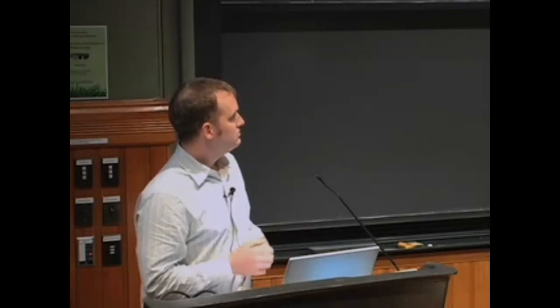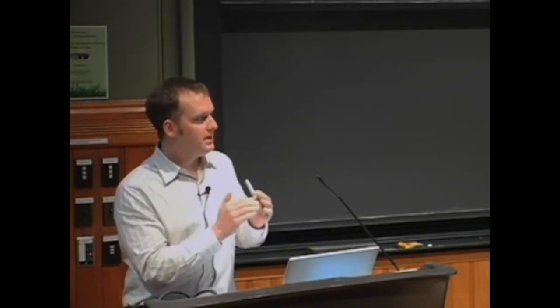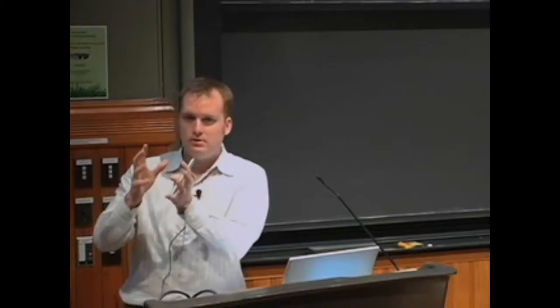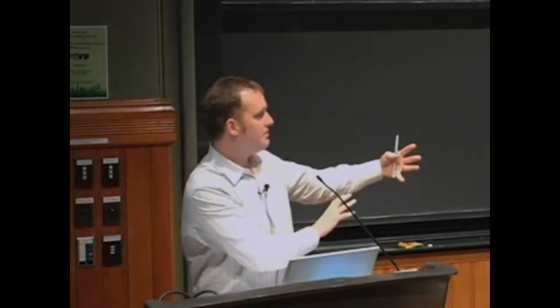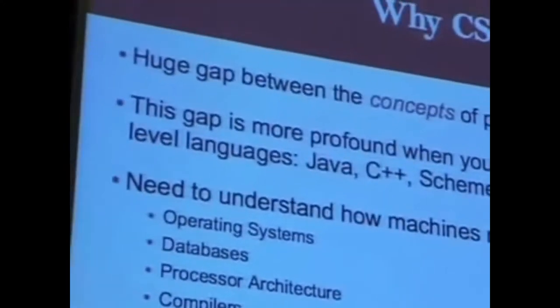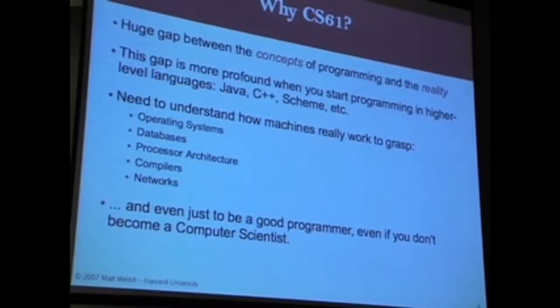Okay, so why do we want to present 61? Why are we introducing this new class at this time? The reason that we're designing CS61 right now is there seems to be a big gap between the concepts that you learn as a programmer and the reality of what's happening on the machine. Many of you will find that out in industry especially, that there's actually been a shift away from programming languages like C. Largely, most industry jobs, you're going to program in a language like Java.